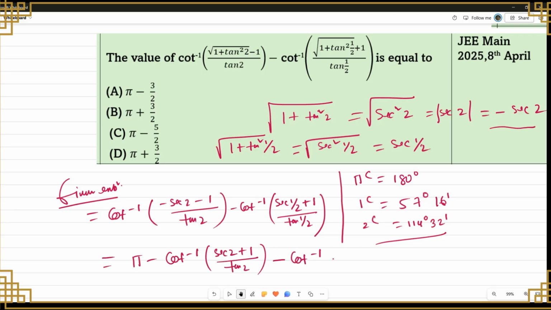Change this as cos 2 plus 1 by tan 2 is what? Tan half, not tan 2, sorry. So it will be in terms of half only. Cancellation will be easier for you. So write cos half plus 1 by cos half, that divided by sin half by cos half. Clear? There is no confusion in it.